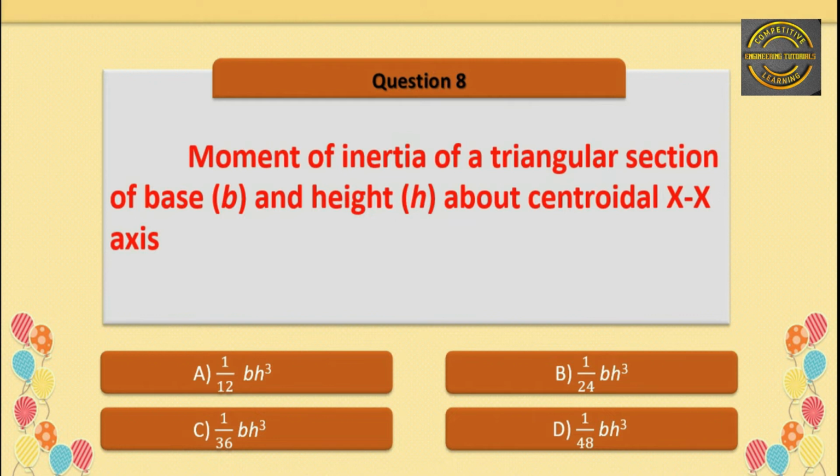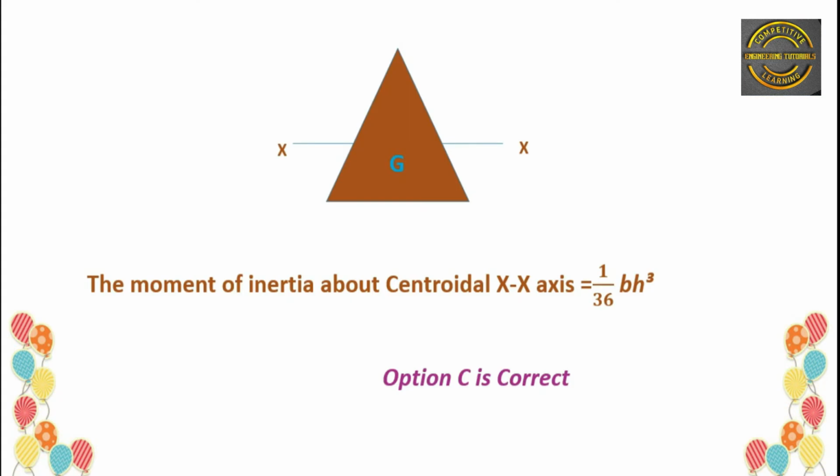Question number 8. The moment of inertia of a triangular section of base b and height h about centroidal x-axis is. Option C is correct, 1 by 36 into bh cube. So here this one is the explanation. The moment of inertia about centroidal x-axis is 1 by 36 into bh cube. Option C is correct.